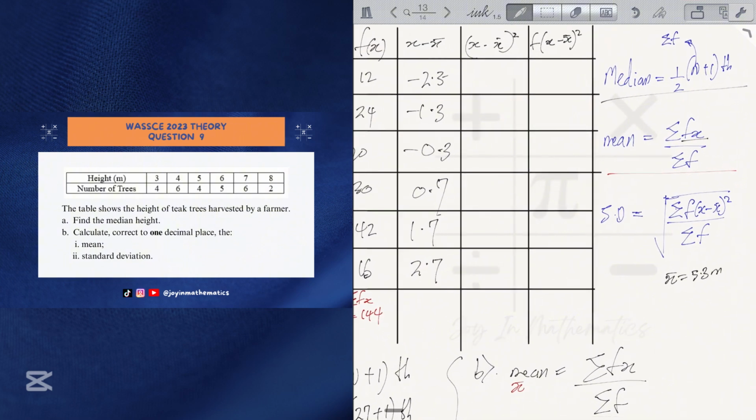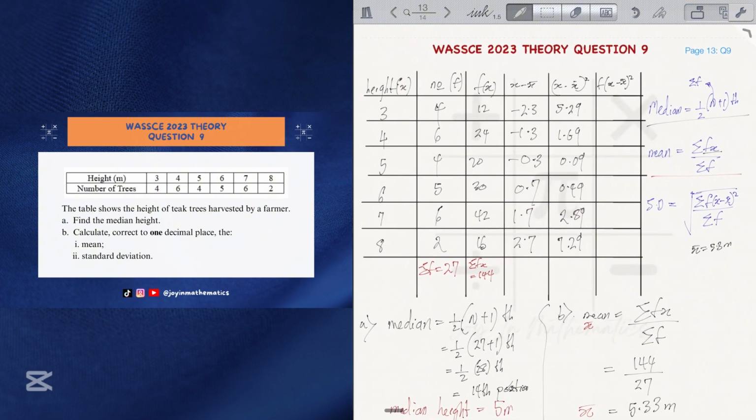So minus 2.3 squared will give us 5.29, then 1.69, 0.09, 0.49. 1.7 squared is 2.89. 2.7 squared is 7.29. Now once we have squared this, we are going to multiply this column and this column together to have this final column.